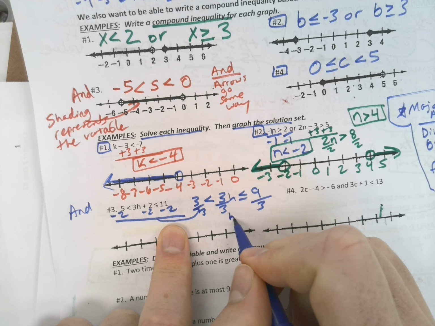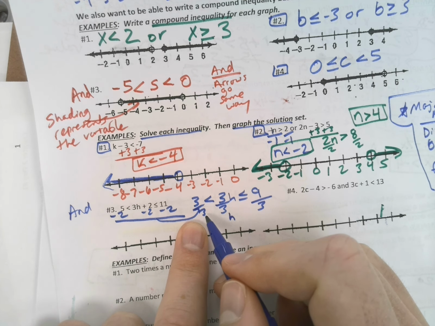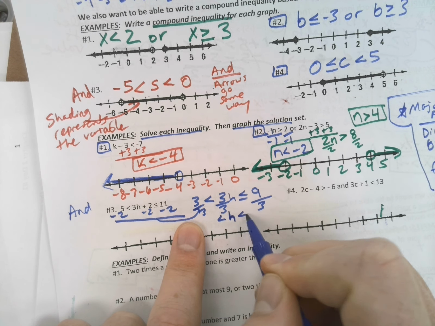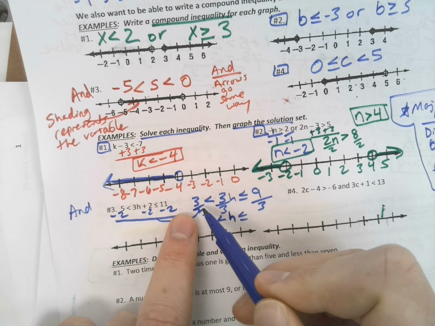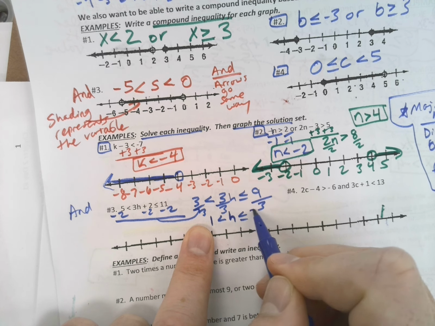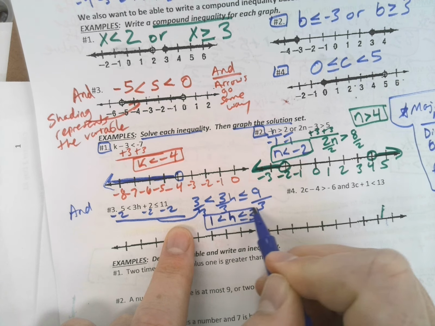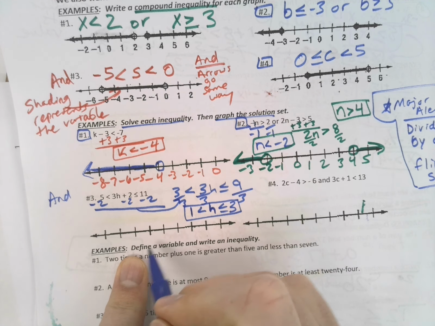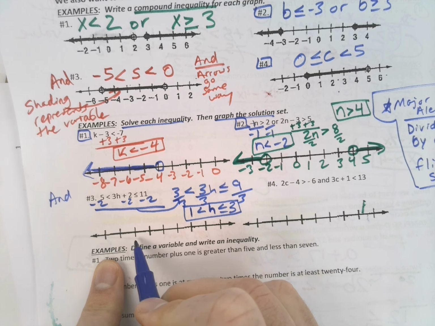And so, again, we divided by a positive 3. So, guys, these signs will not flip. These signs stay the exact same. So 3 divided by 3 gives you 1. 9 divided by 3 gives you 3. And there's our solution. So let's put down our number line.